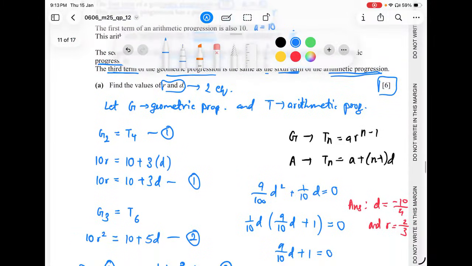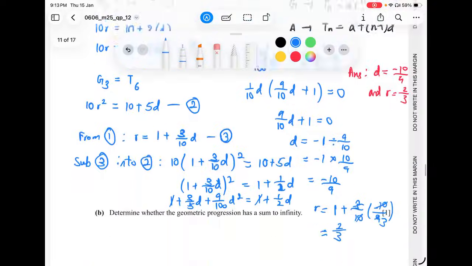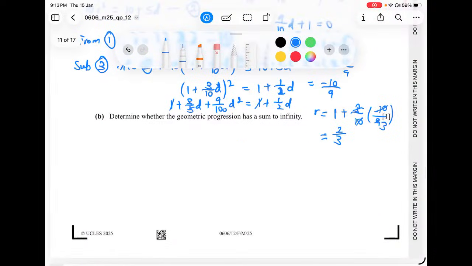Hope you understood. That's a long process actually, and it's worth 6 marks, so it should be long. I think no problem in doing that there. And let's move on to part B.